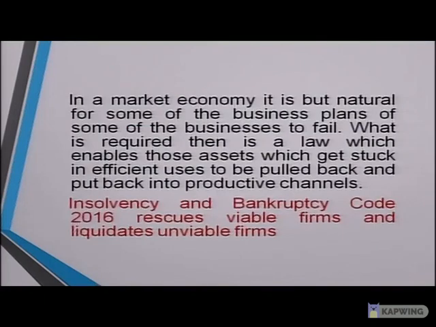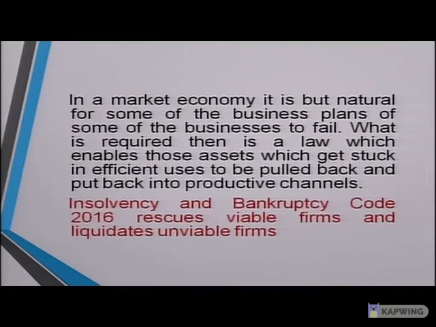What happens is that when the market is governed by the market forces of demand and supply, and by customer demand and customer expectations, it is but natural that some of the businesses may not be able to survive in the marketplace for a long period of time, and there might be some failing businesses. At that point of time, we need a law by which we can pull out resources which somehow get stuck in inefficient uses, and put them back into productive channels for the benefit of the overall economy or the country as a whole.